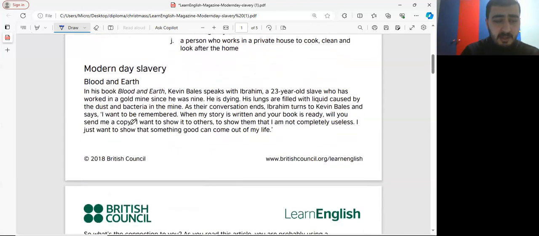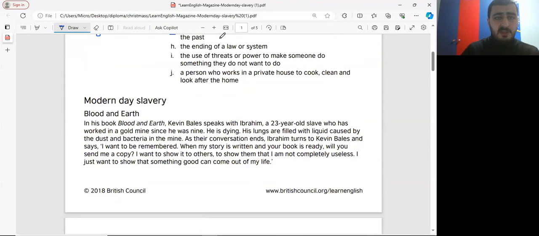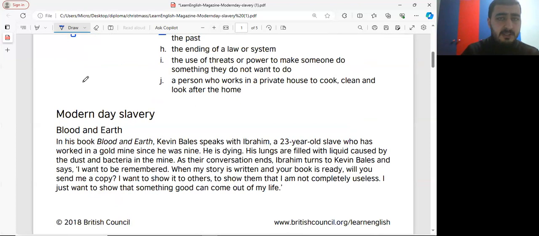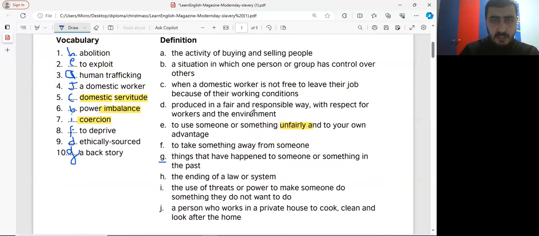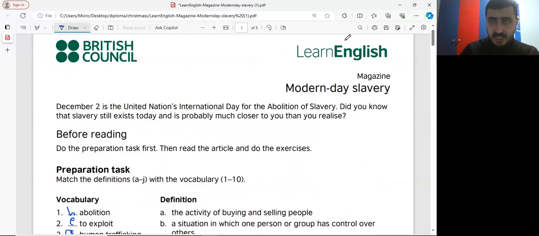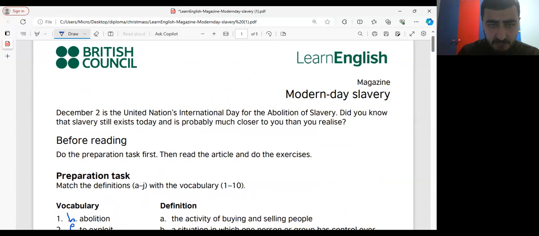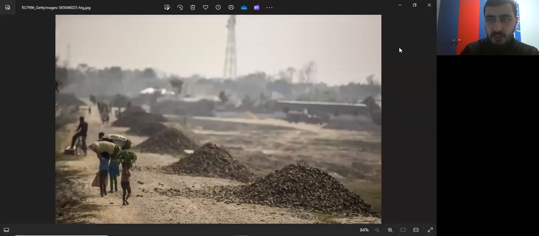Let's start reading the paragraph. So this paragraph, Zahra, is basically a bunch of articles quoted and sourced from different places, like maybe from a magazine, maybe from the UN website, United Nations, and such things. Modern day slavery. I want you to take a look at this picture, please, and tell me, what do you see?